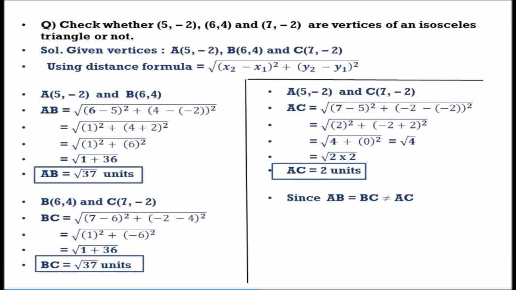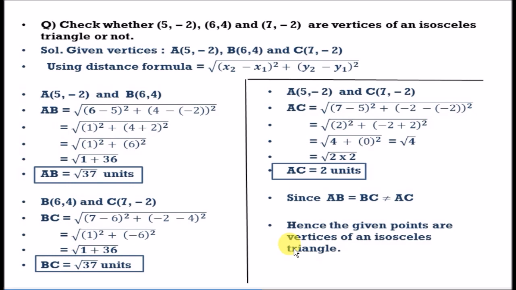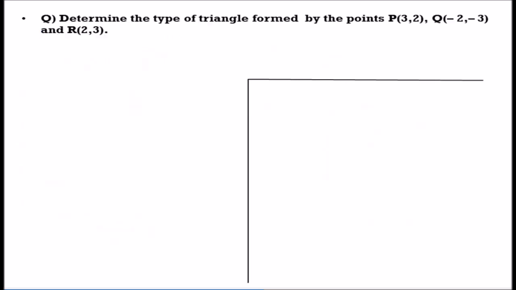So they are satisfying the condition for isosceles triangle. Hence, the given points are vertices of an isosceles triangle. We are done with this. Next question is, we need to determine the type of triangle formed by the points P (3, 2), Q (-2, -3) and R (2, 3).